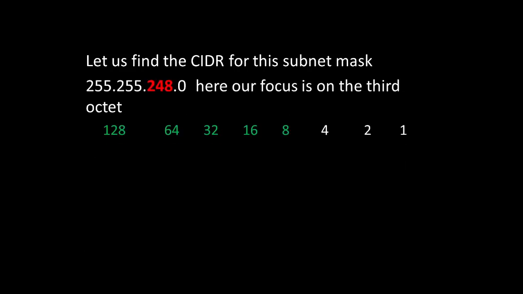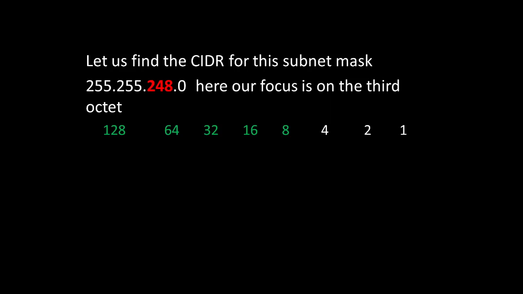Now here we want to find the CIDR for this subnet mask. So now it's the opposite. There we were given the IP address; now we have the subnet mask. So we want to determine the classless interdomain routing from this subnet mask.